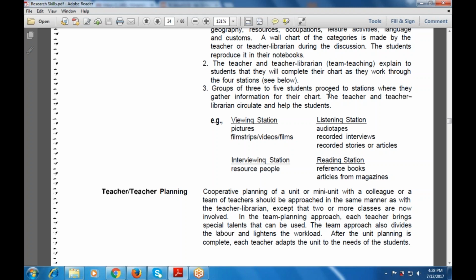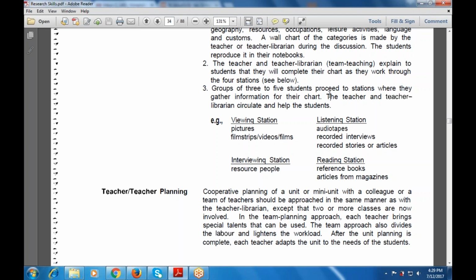The next is the interviewing station, which includes the resource people, the people involved in the process of the interview. Then the reading station includes reference books and articles from magazines. Reference books are the books used for reference in another subject, and the magazines are those that include the articles.